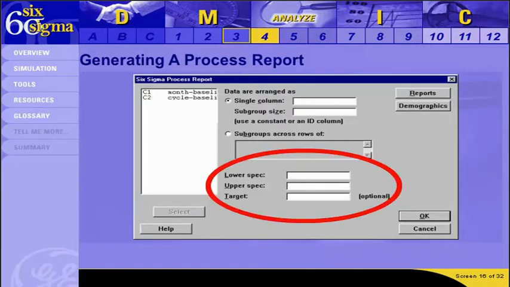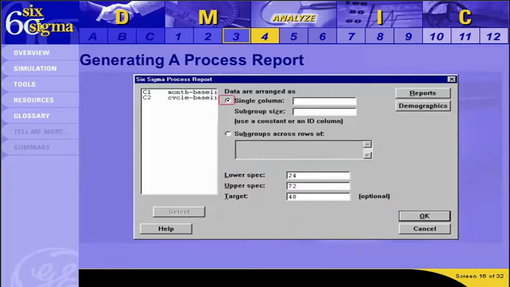We enter 24 for the lower spec limit, 72 for the upper spec, and 48 for the target. Since the data we want to use is in one column, you will click on the single column button and place the cursor in the first field. Then click on C2, which is the column holding the data in the left window. Now click on Select, and the selected column's name appears in the single column field.